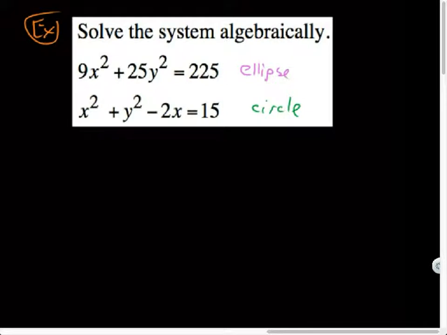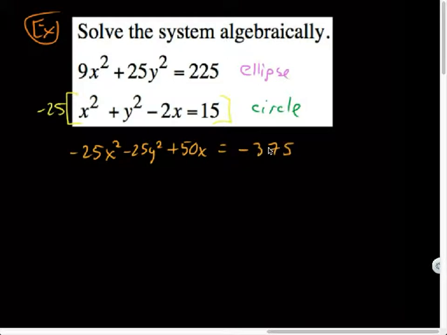So equation 2, what I'm going to do is multiply it by something that's going to give me opposite coefficients for the y squared terms. So what would I have to multiply this by? -25. You got it, dude. So actually, I'll write that in yellow. Multiply that equation through by -25. So I'll have -25x squared minus 25y squared plus 50x equals 25 times 15. I'll just trust a calculator on this one. It's -375 there.